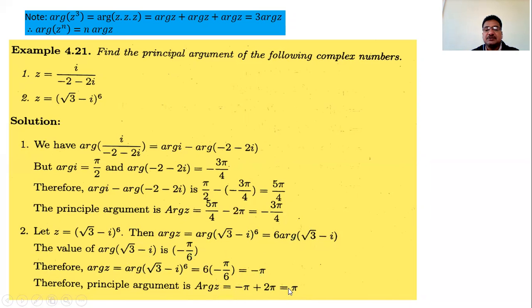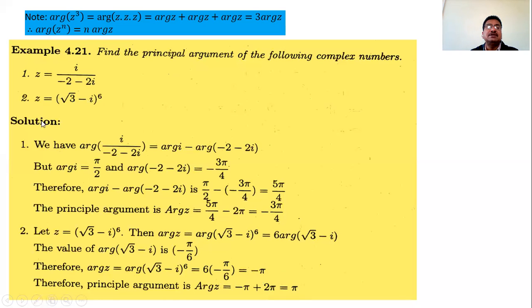So actually it is plus pi, because this is not in the range minus 180 to 180. It should be strictly greater than minus 180. So minus pi means pi. So this is the method.